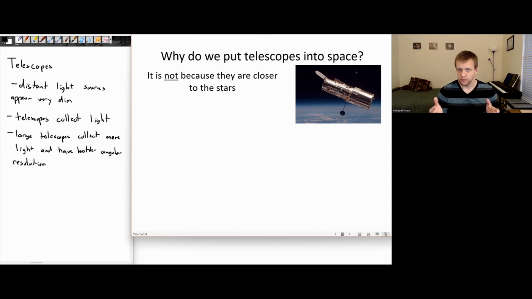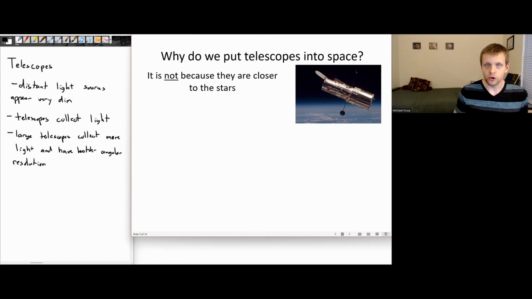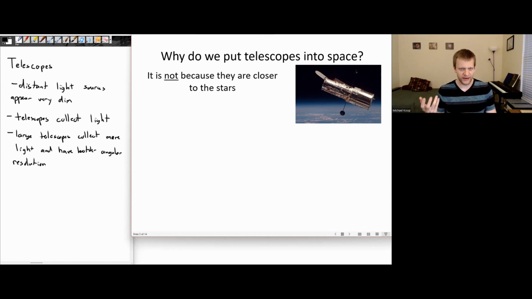Now, you've probably heard that we put telescopes into space. So, for example, the Hubble Space Telescope, or more recently, the James Webb Space Telescope. So, why do we do that? Well, it's not because we're putting these telescopes appreciably closer to the stars to be able to detect them. The Hubble Space Telescope is just in low to mid-Earth orbit. So if this is the Earth, it's just a tiny, tiny bit above that. It's like saying if I move from here to here, well, I'm closer to San Diego now. Kind of, but not in any practically useful way.